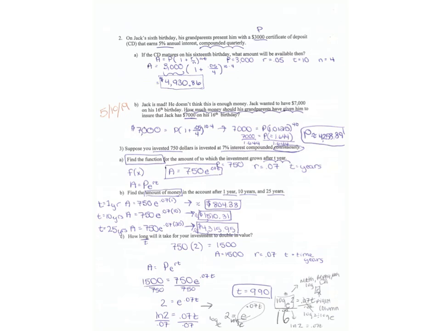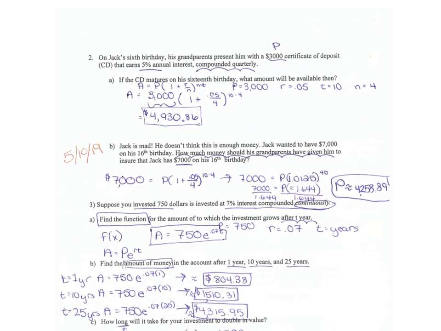So let's look at our next problem. It says we're looking at Jack's money. He has a certificate of deposit compounded quarterly. So we know that, again, we have to use the formula A equals P times quantity 1 plus r over n raised to the nt. So let's see what we have.